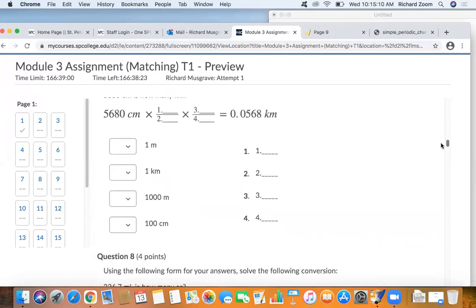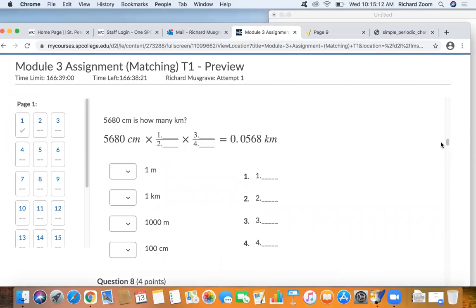And there are some here, like this one, 5, 6, 80 centimeters is how many kilometers. I know in the 2 slot, it's going to be centimeters. I know in the 3 slot, it's going to be kilometers. And then it just remains to figure out what goes in the 1 slot and the 4 slot, and those are going to be related to each other. 1 kilometer is 1,000 meters, so that's going to be in the 4 slot. And 1 meter is 100 centimeters, that's going to go in the 1 slot.